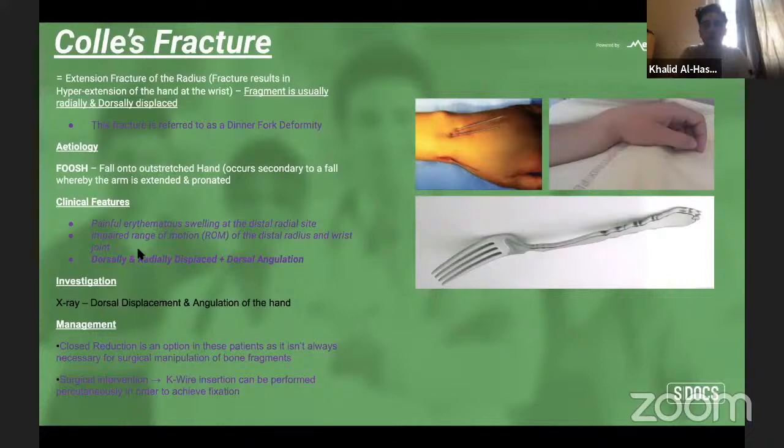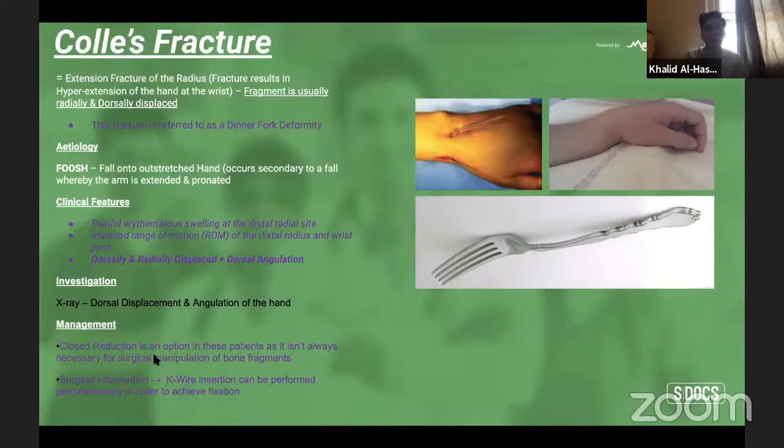This is to be expected, especially because there is damage or injury close towards the distal radius, close to the actual radiocarpal joint. And you will see that the fragment is dorsally and radially displaced with some dorsal angulation too. An X-ray would generally tend to show everything that was just mentioned earlier.